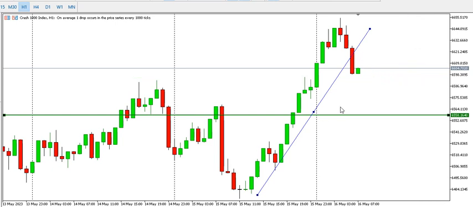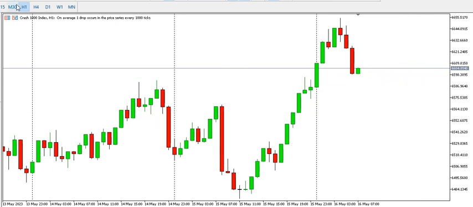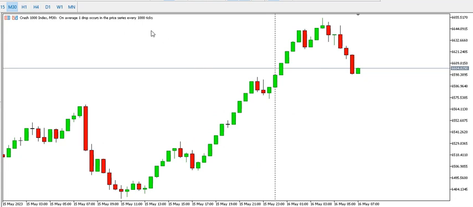Okay, that's that. On the daily time frame is bullish, look for buying opportunities. On the 1-hour time frame is bullish, look for buying opportunities. On the 30 minutes time frame is also bullish, look for buying opportunities.